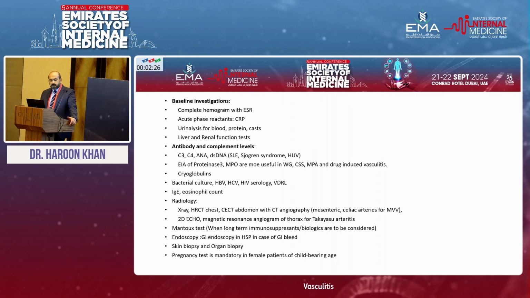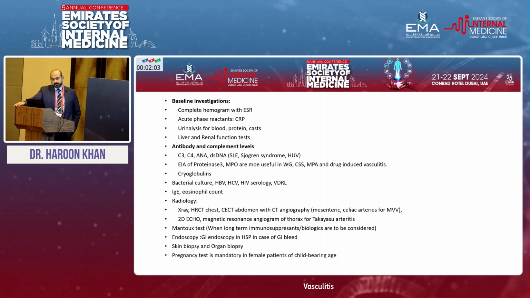And antibodies and complements: C3, C4, ANA, dsDNA, pointing towards lupus, Sjogren's syndrome, and then the ANCA, especially the PR3 and MPO ANCA. Because a lot of the time, if just the C-ANCA and P-ANCA are done, it doesn't give us the clue that we need, so we need the EIAs of these proteinases.